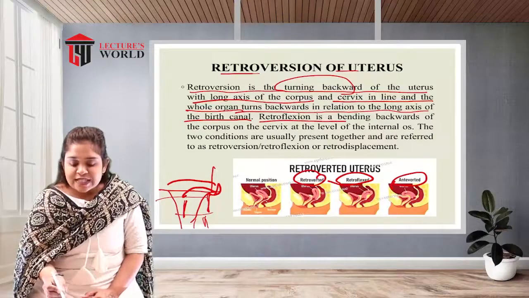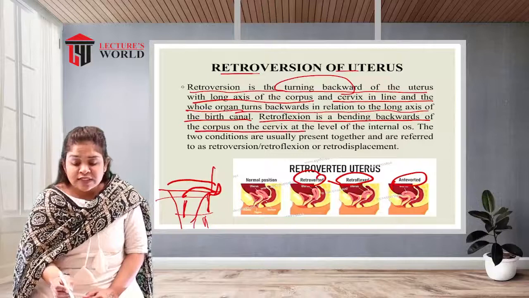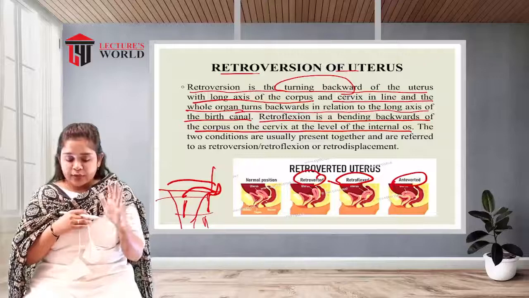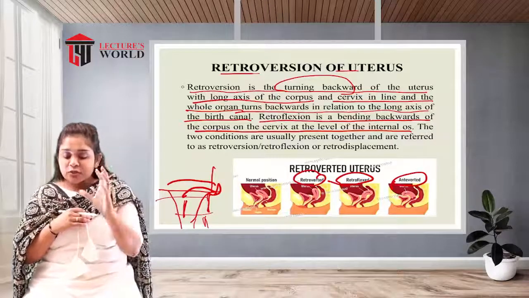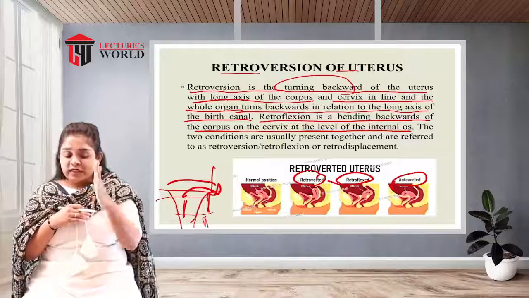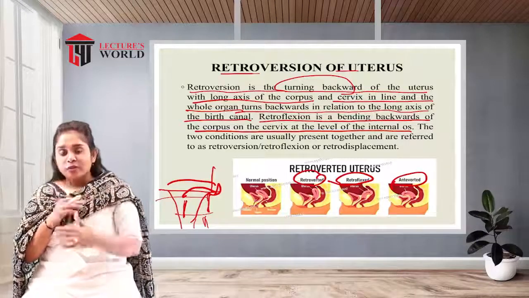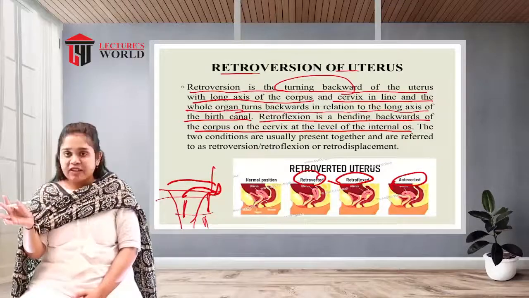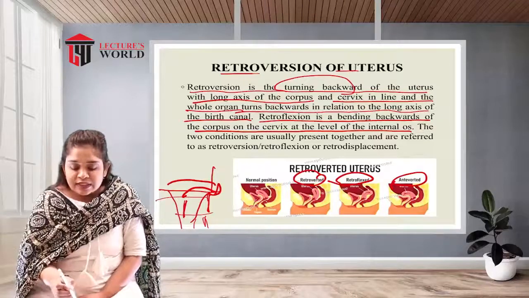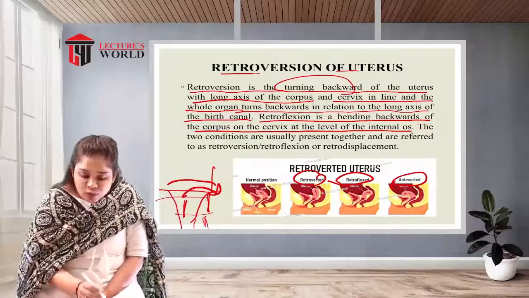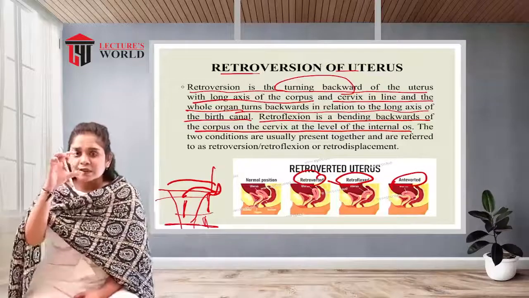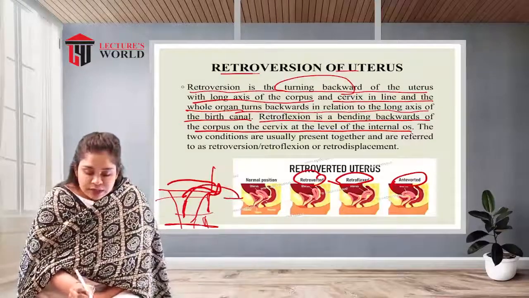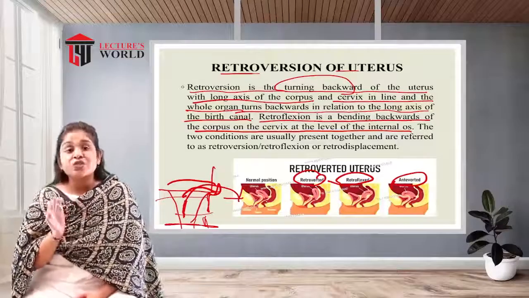So retroflexion is a bending backward of the corpus on the cervix at the level of the internal os. In the retroflexion, the uterus is there, the fundus part is there, and there will be bending backward of the corpus. It means that the fundus part and the corpus part, both are bending backward. And this is at the level of the internal os. Where the internal os is, where the cervix part is, the internal os and the external os will be there. We can see this whole part will be backward. That is known as retroflexion.